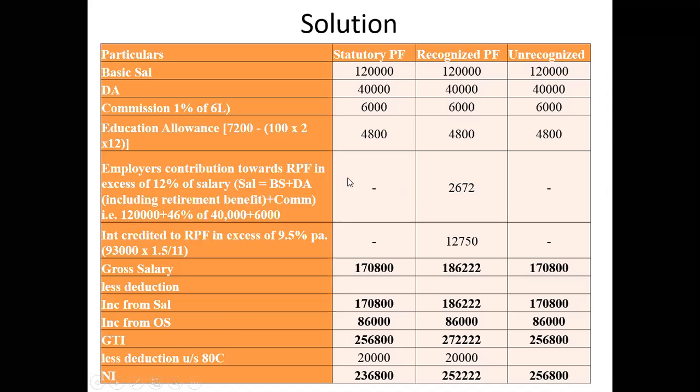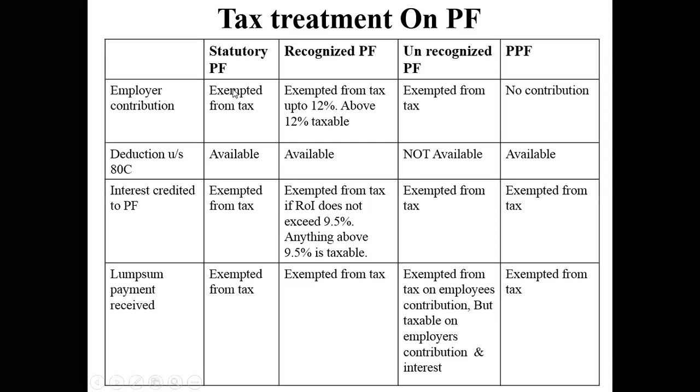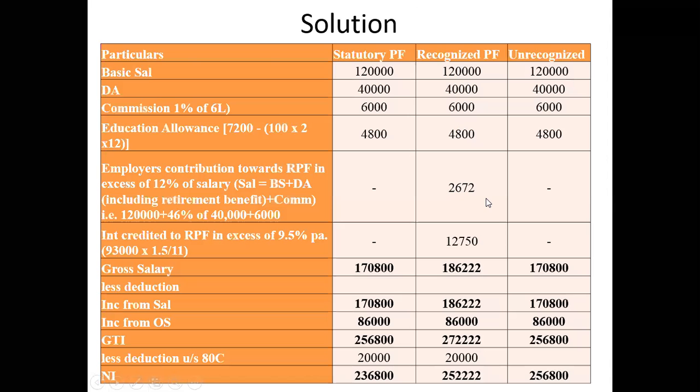Now you may ask me, why have I not written here and why I have not written here? Very simple. I go back to the theory. Here it says amount is completely exempted. Here also it says amount is completely exempted. For unrecognized and for statutory, amount is completely exempted. Only it is taxable for recognized, and that is what I have done. Only for recognized I have considered this.